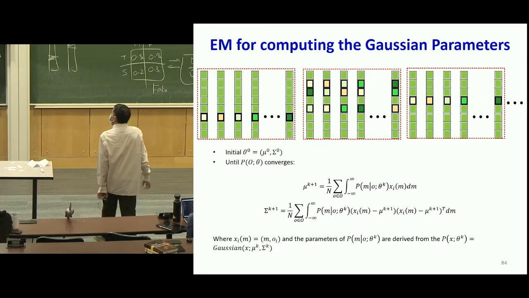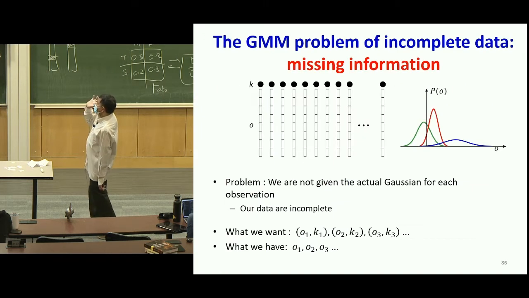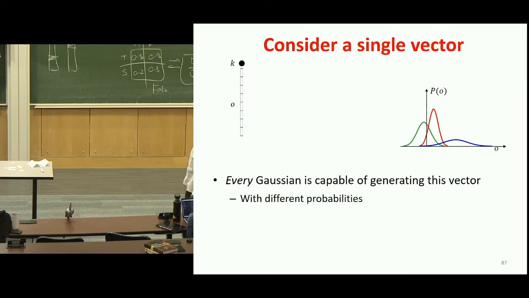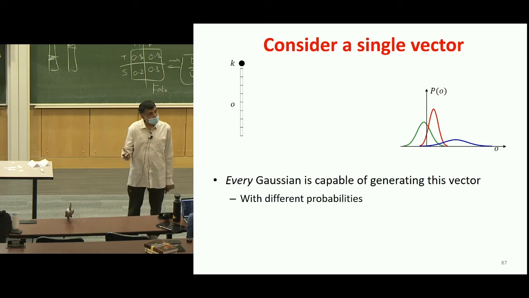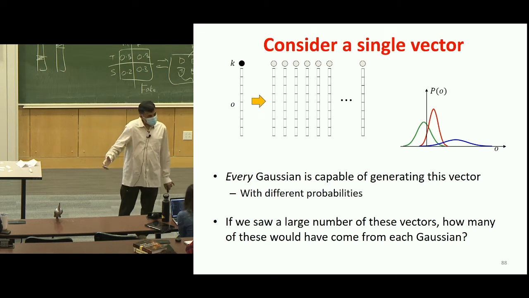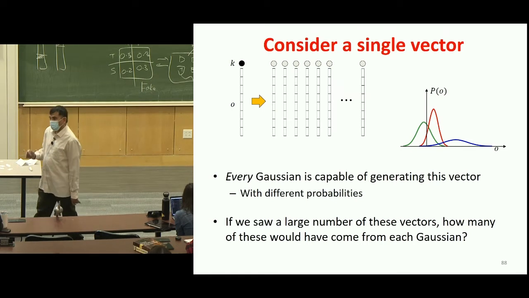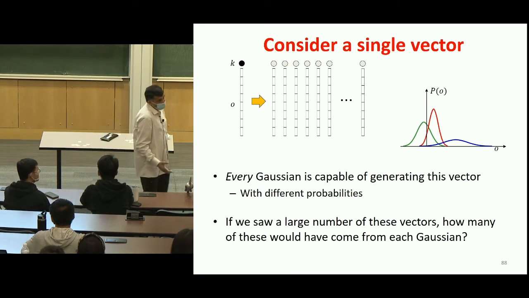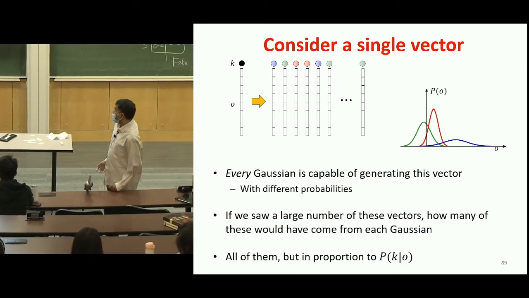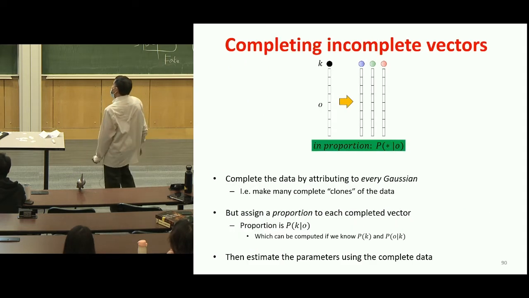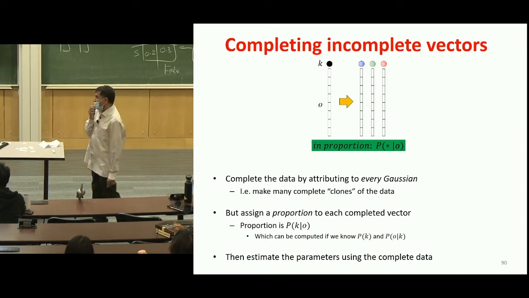You do the same thing for the Gaussian mixture. You're not told the actual Gaussian for each observation. So for each vector, you know that every Gaussian is theoretically capable of having generated that vector. So you're going to ask yourself, if I saw this vector 1,000 times, what fraction of times could it have come from the first Gaussian? What fraction of times could it have come from the second Gaussian? What fraction of times could it have come from the third Gaussian? And so you're going to clone that vector and distribute the clones in proportion to the posterior probabilities of the Gaussians, once again, right?